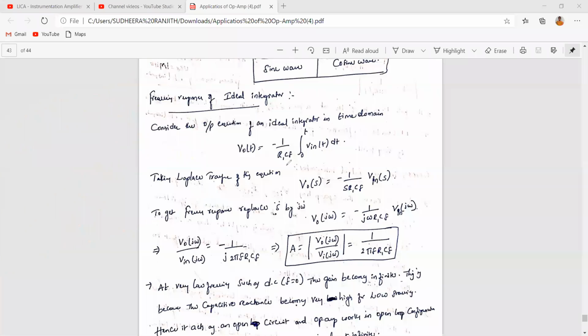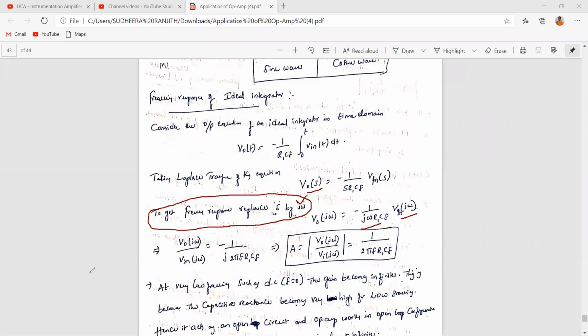Right, so I'm applying Laplace transform to this equation. Time domain changes to s domain, and this integral becomes 1 by s into R1 CF, v of t becomes v of s. Then to calculate the frequency response, we know that s is replaced by j omega. So V naught of j omega by Vin of j omega is minus 1 by j omega R1 CF.